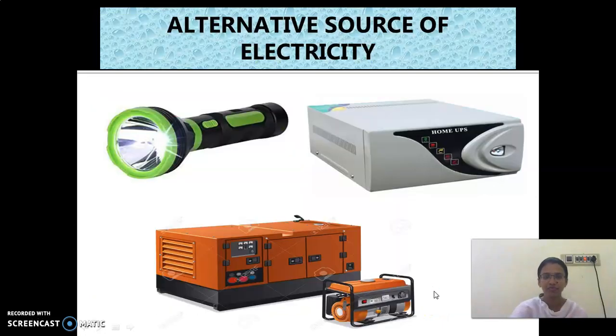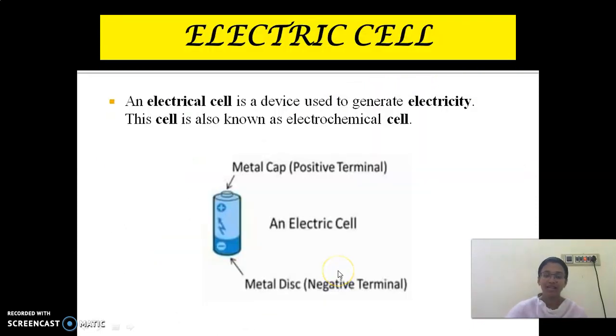What are the alternative sources of electricity? They are torch, UPS, generators and batteries. And then the electric cell.